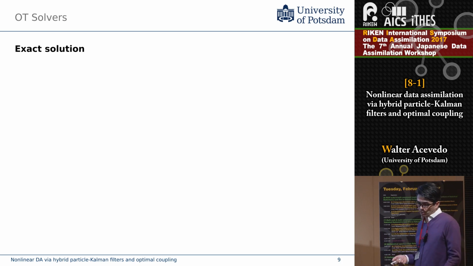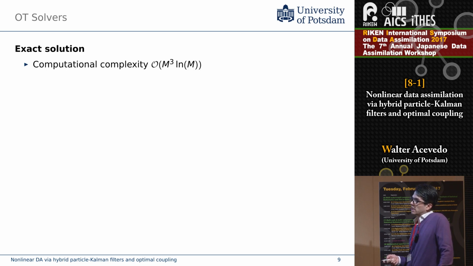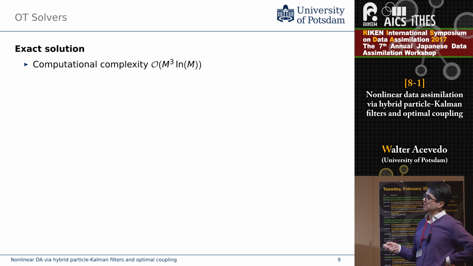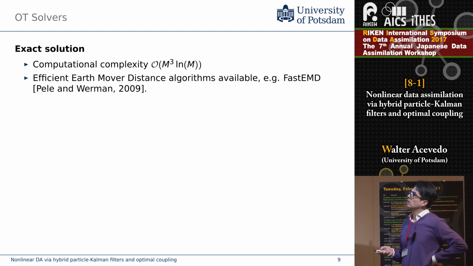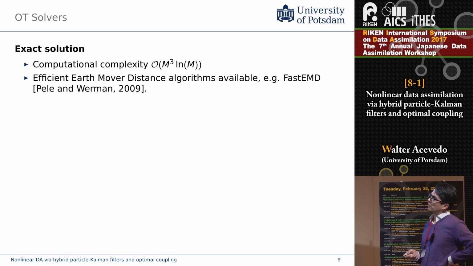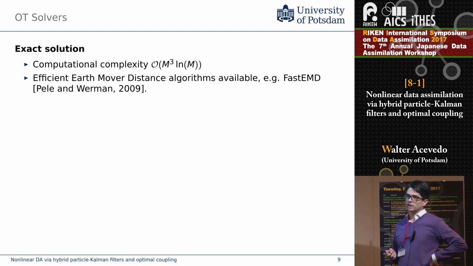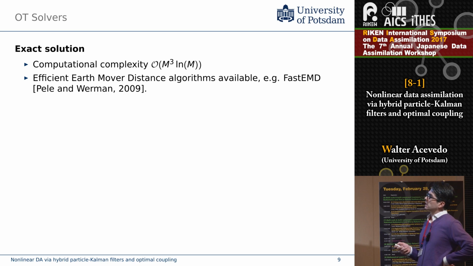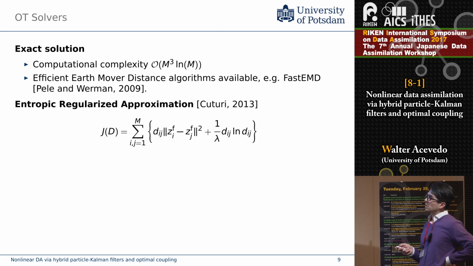This optimal transportation problem can be solved in different ways. It can be solved exactly, in which case we have to face a computational complexity of n to the third times logarithm of n, which is more expensive than Kalman filters, which are just n to the 3. And in particular, there are some very efficient algorithms right now, mostly based on graph theory. And in particular, this one, FastEMD, which is the one we use when we want to solve it exactly, works very well. That can be a bit expensive.